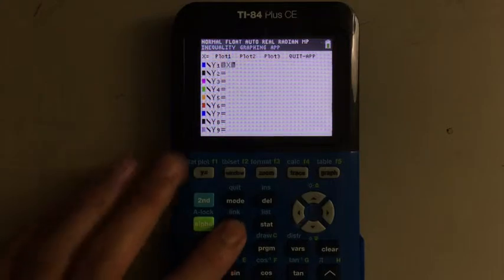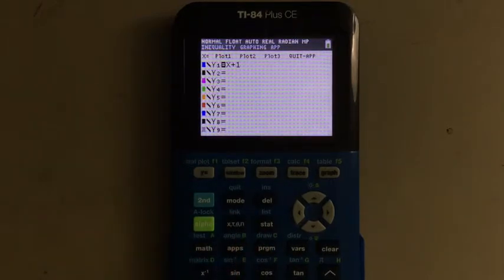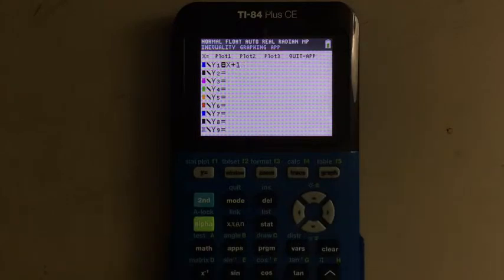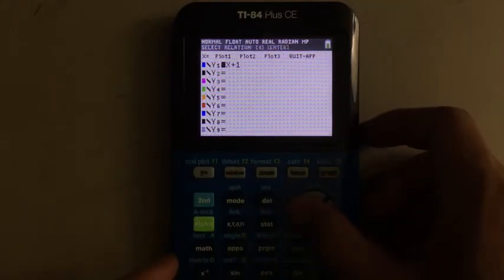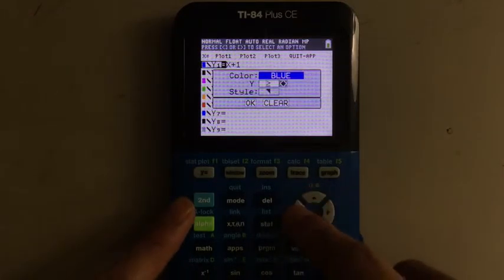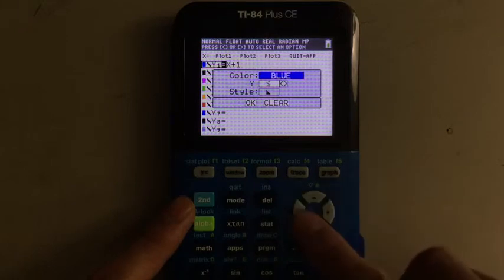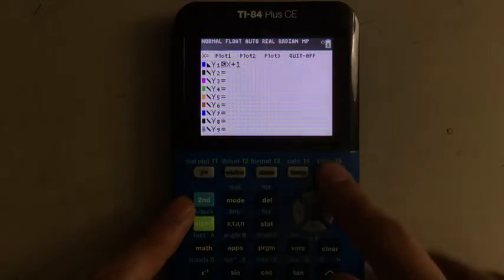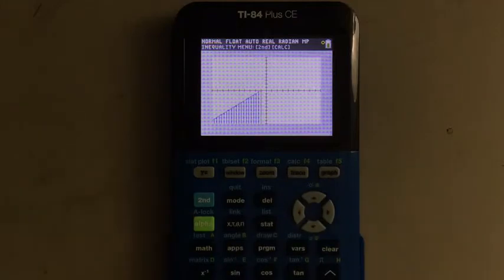So, let's do a simple equation, x plus 1. And we're going to say that y is less than or equal to x plus 1. And how is that represented graphically? Well, we're going to search for less than or equal to. There it is. And we're going to see how that looks. And I'm going to explain why it looks that way.